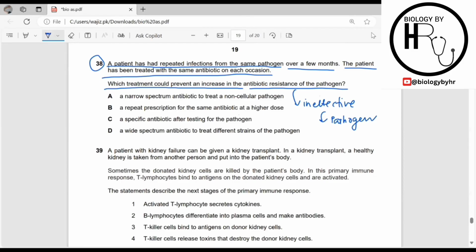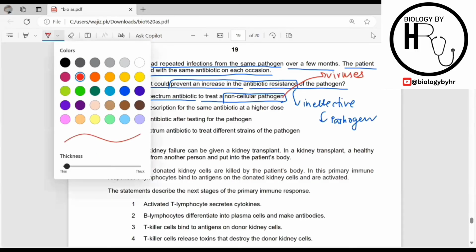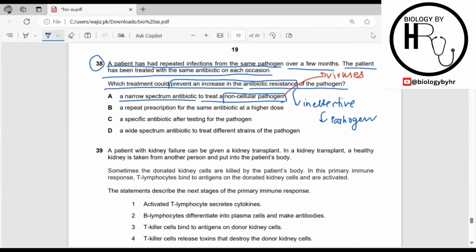Now they are saying that we need to prevent an increase in the antibiotic resistance. So they are asking how we can prevent the increase in that antibiotic resistance. They are saying in option A, a narrow spectrum antibiotic to treat a non-cellular pathogen. If we are talking about a non-cellular pathogen, we know that non-cellular pathogens can be the viruses, they can be the prions, and we know over here that antibiotics are only effective against bacterial infections. And narrow spectrum antibiotics are those antibiotics which act at specific groups of bacterial cells. And antibiotics are only effective against the bacteria. So option A is not our correct statement.